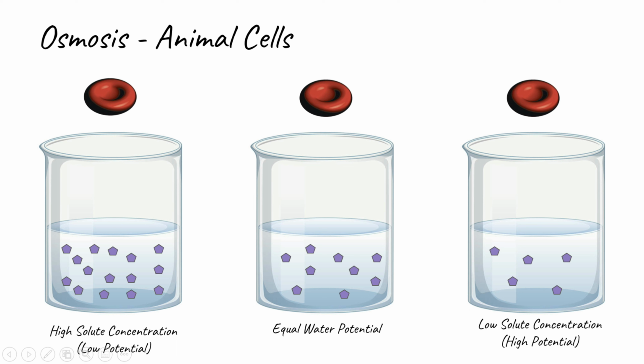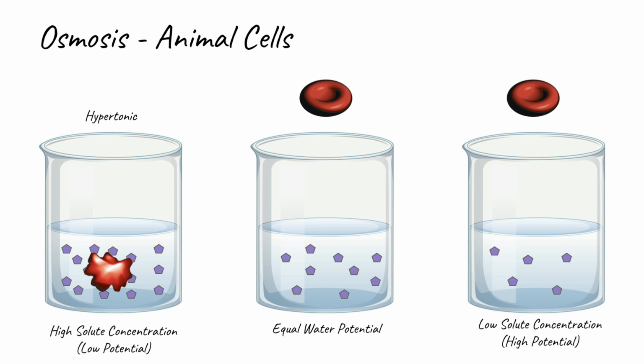Now let's look at how osmosis occurs in animal cells. When an animal cell, such as a red blood cell, is exposed to a high solute concentration with a low water potential, the red blood cell is considered to have the higher water potential, so water is drawn out of the cell and into the solution. This shrinks and dries up the cell as a result. This type of solution is called a hypertonic solution.